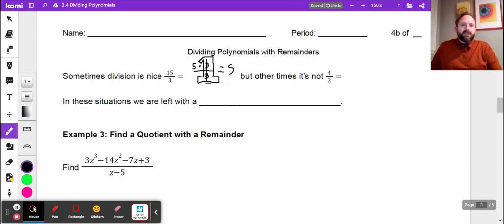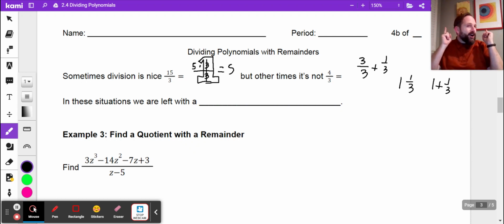But sometimes it's not going to be nice. So for example, this 4 divided by 3, well, there isn't a factor. I mean, we could divide it out and we get this like 3. We could add instead. See, this is multiply right here. If we add, we get this, and that'd be 1 and 1/3, or 1 plus 1/3. It's the same thing, but it still has a remainder of 1. It doesn't divide evenly. So in these situations, we are left with a what? Starts with an R, a remainder.